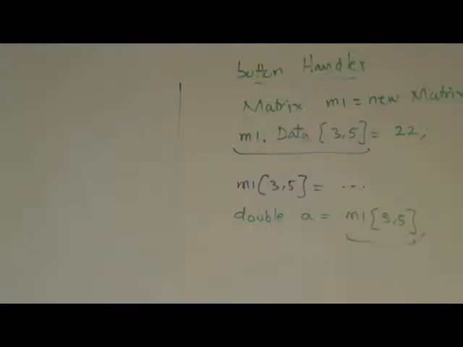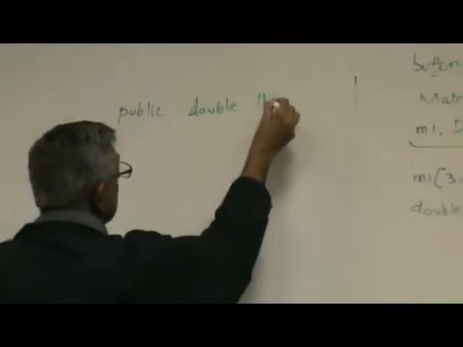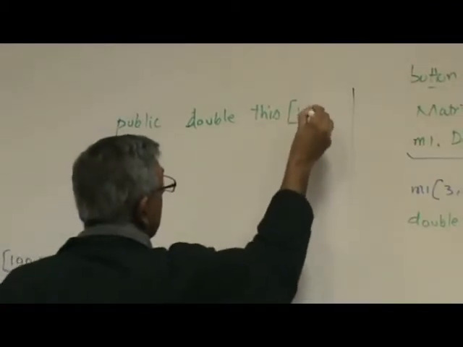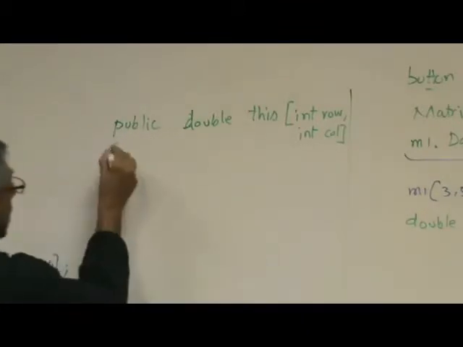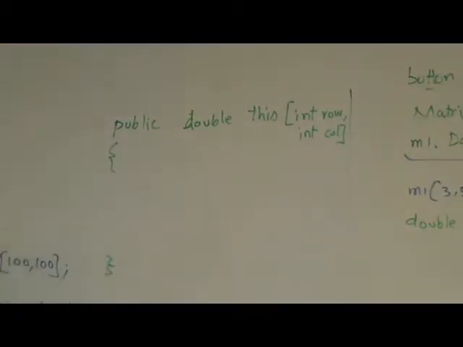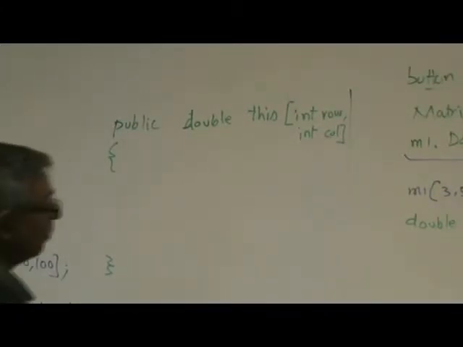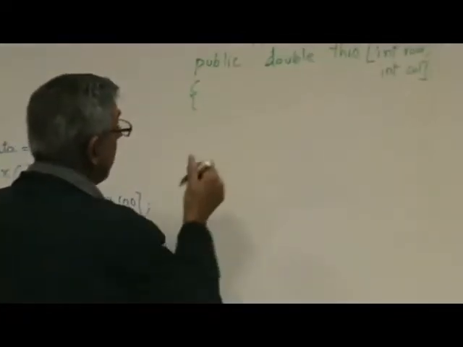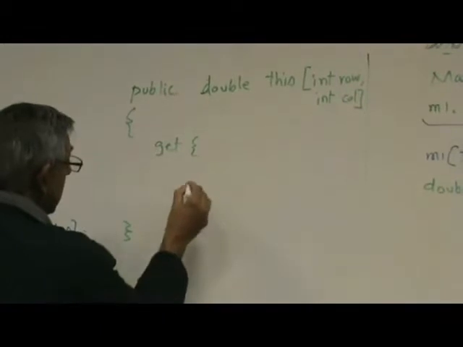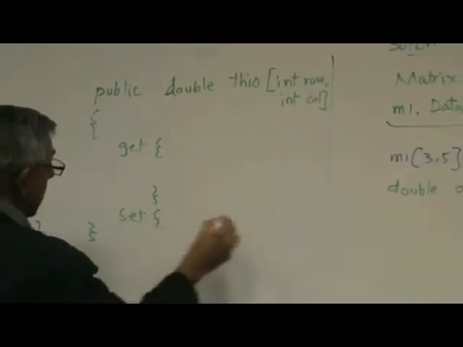Actually, it will return a double, right? So you will say public double this, and in the square brackets, let's say int row, comma, int column, right? So this means we can directly type M1 and we'll be able to access one of the fields over here, right? So anyway, there is a get part in the indexer, and there's a set part in the indexer.